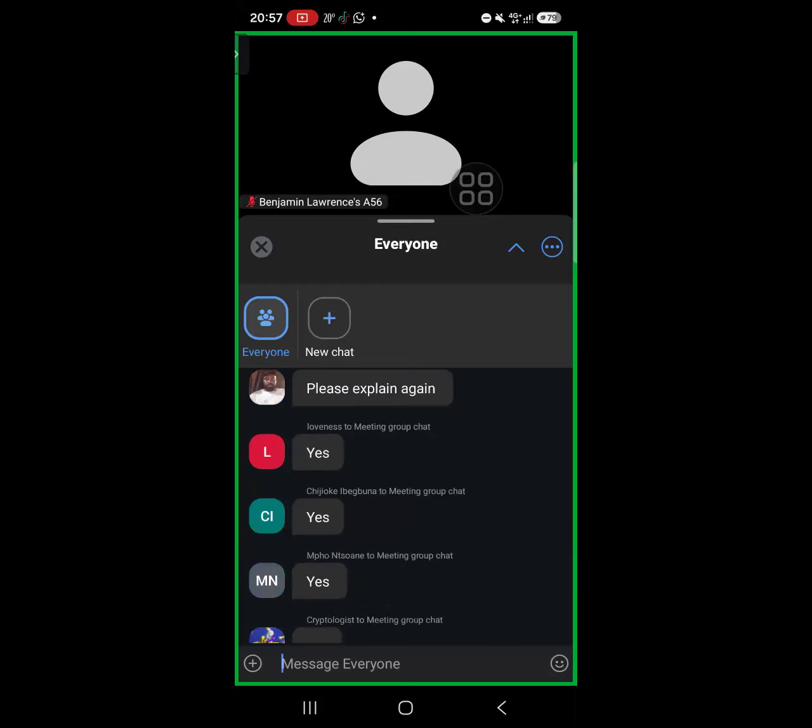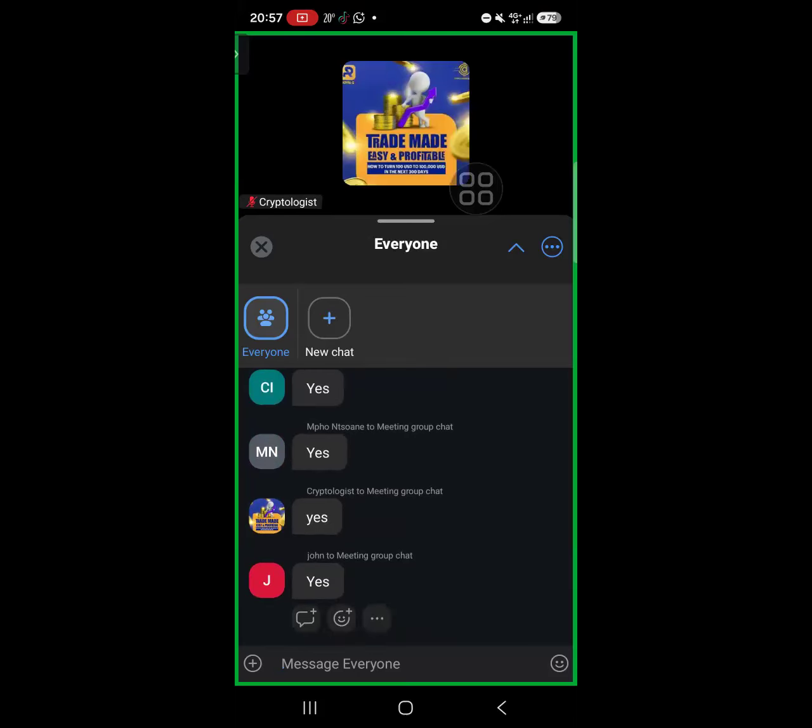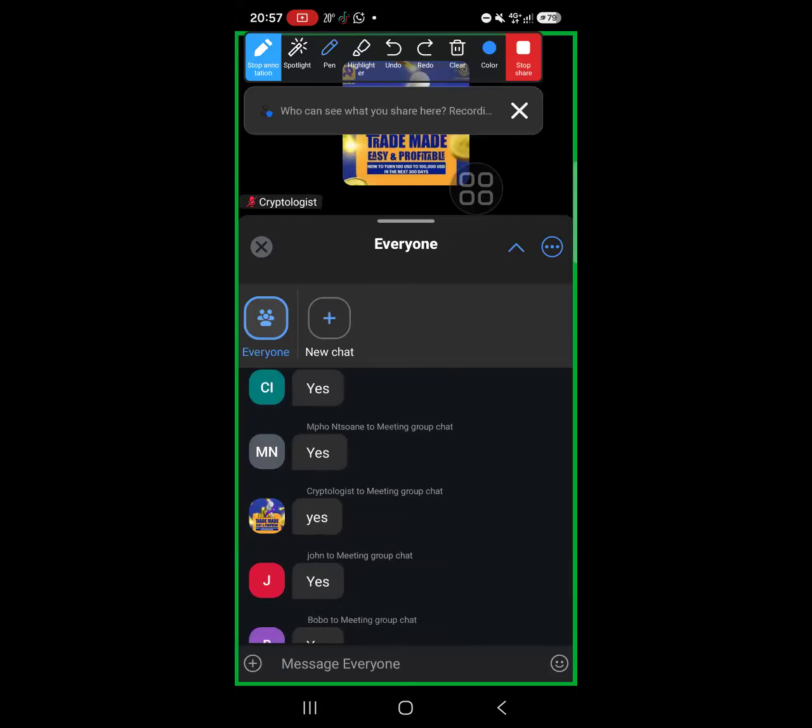Ransom said I should explain again. Okay, Ransom, this is what I'm saying. I'm going to explain slowly now for you to get it. When you are trading with RoyalQ, you are buying at this position and you are expecting price to go up. When the price is going up, it does not move in a straight line.